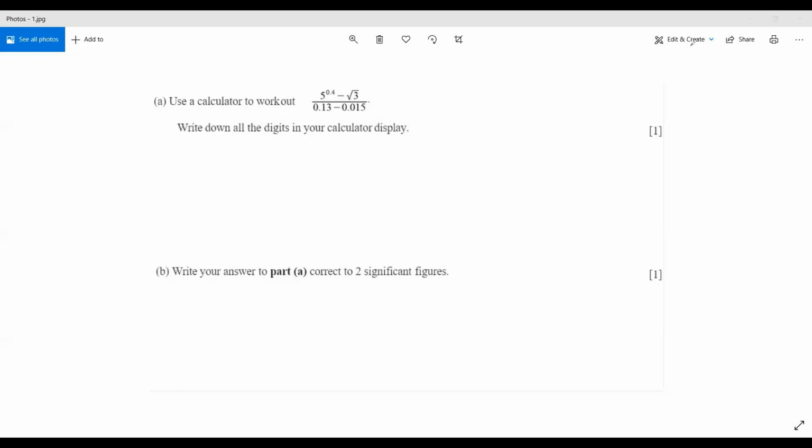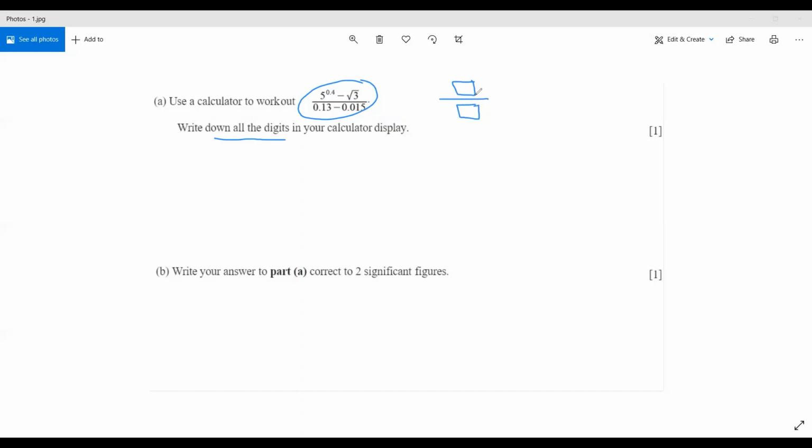Without any further ado, let's start with question number 1. You're given a fraction and you're asked to work it out and find the answer, and you have to write down all the digits displayed on the screen of your calculator. I believe there shouldn't be anything tricky about this, except that on some calculators you can key in the numerator and denominator separately. They actually give you that feature.